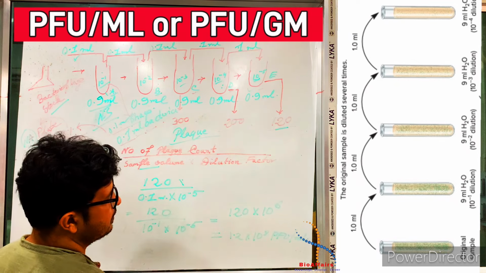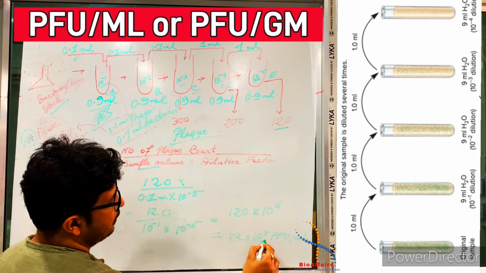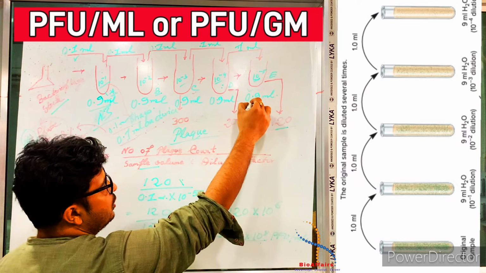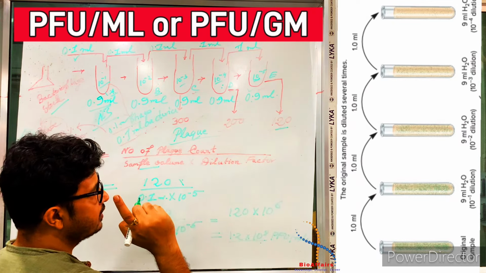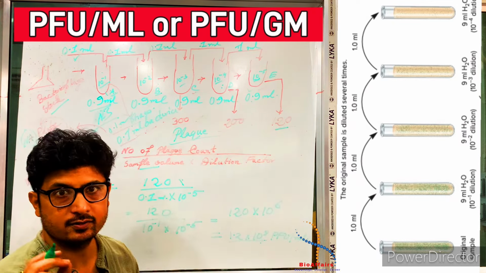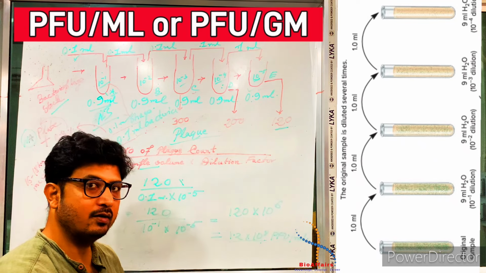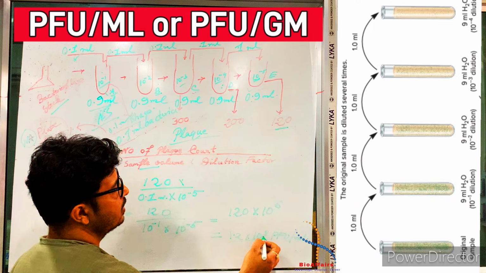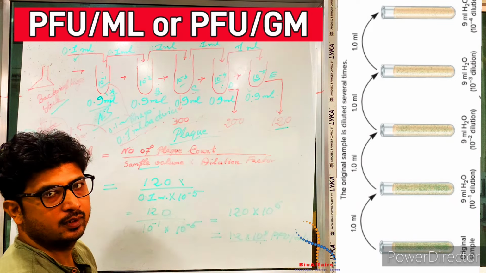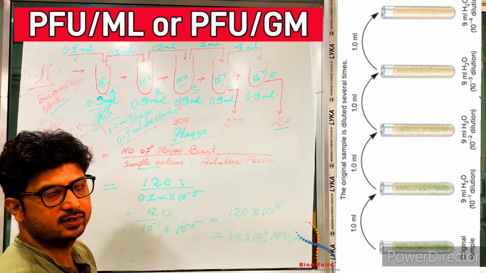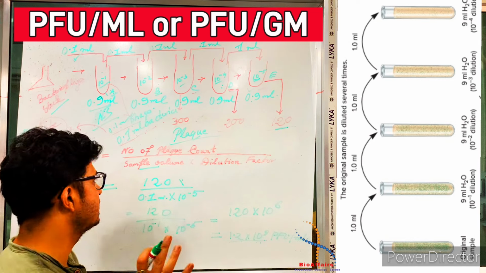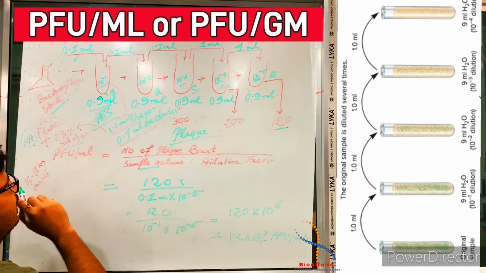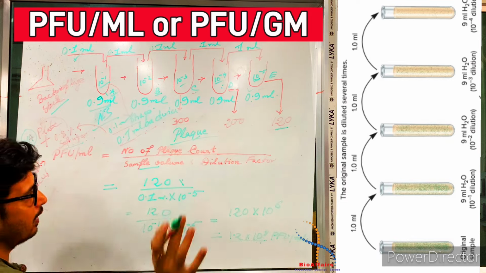So I skipped one step here. So this is the number of phage present in this tube. So in dilution factor 10 to the power minus 5 tube, the number of phage or plaque forming units present is 1.2 into 10 to the power 8. It is as simple as water. Same thing, same. You have to just remember this critical factor during lawn preparation, and everything apart from that is same.